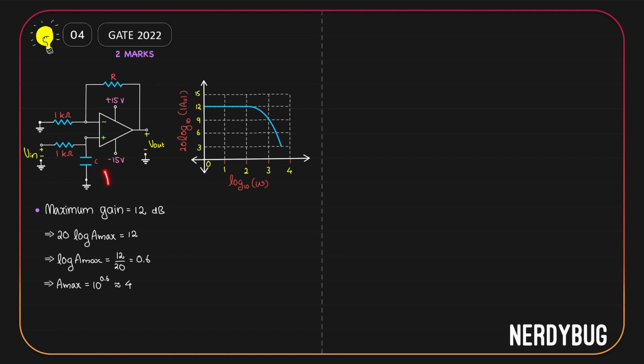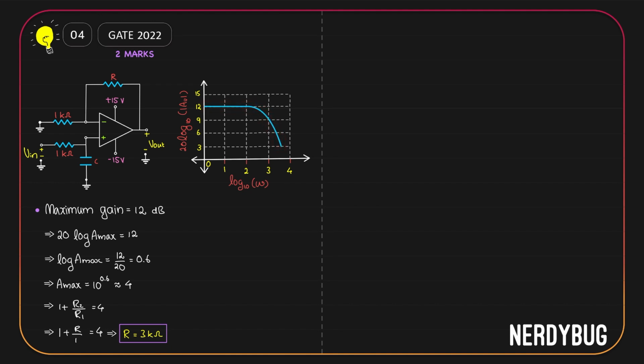Again, what we have is a non-inverting amplifier. Its gain is 1 plus R2 by R1. So that will be equal to 4. Here R2 is R, R1 is 1 kilo ohm. That gives us R is 3 kilo ohm. We also have to find the value of the capacitance. For that, let us again take a look at the graph. You can see that the gain is constant for some time, but at some point it starts decreasing.